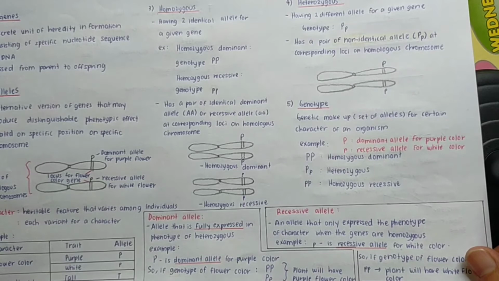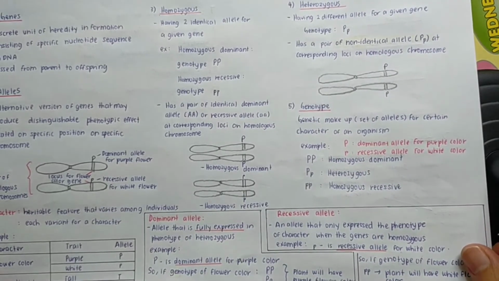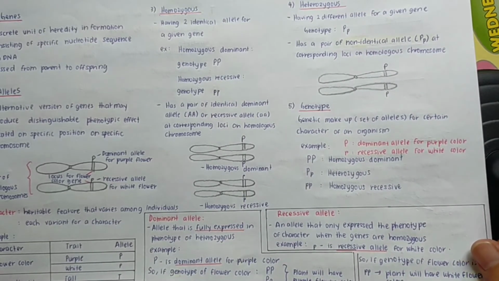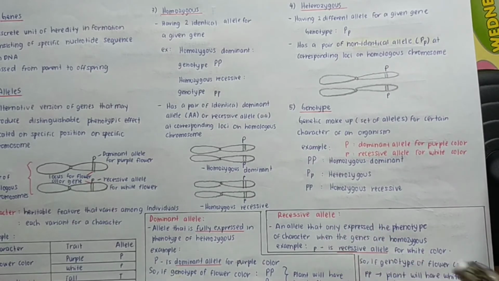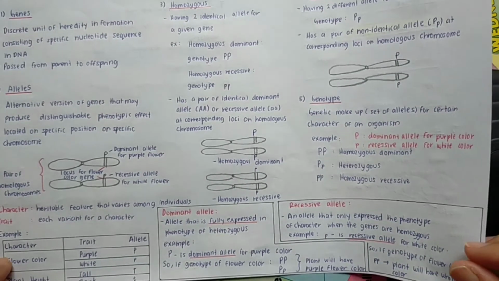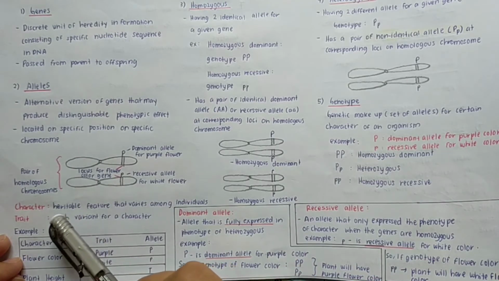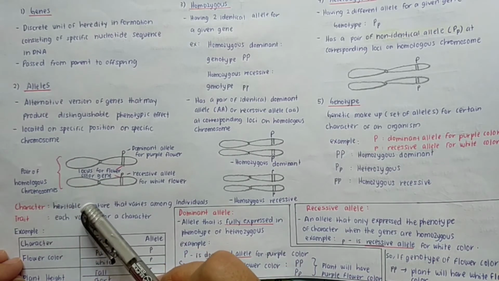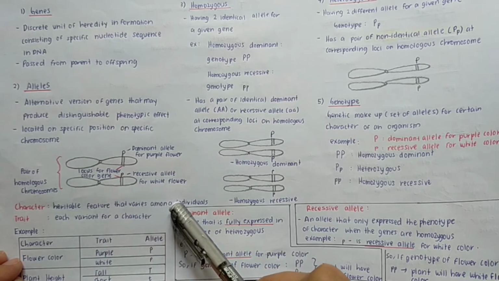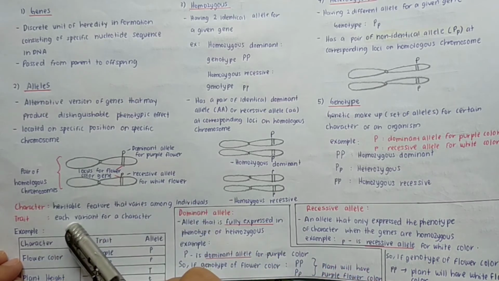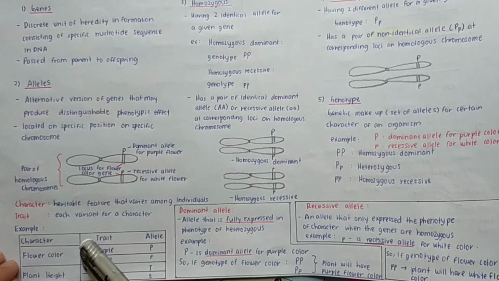So ingat, dominant allele dia akan represent oleh capital letter. Tapi kalau untuk recessive allele like this, dia akan represent by the small letter. Okay, so kalau kita tengok dekat sini contohnya, the character refers to the heritable feature that varies among individuals. Trait refers to the variant, each variant for a character. For the example, the character here is the flower color. So trait for flower color ada dua, sama ada purple ataupun white.